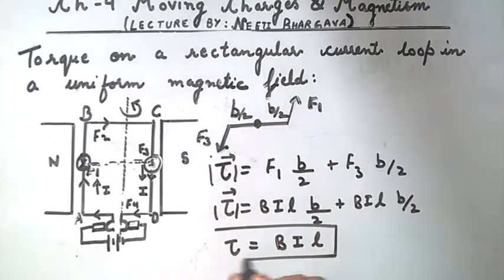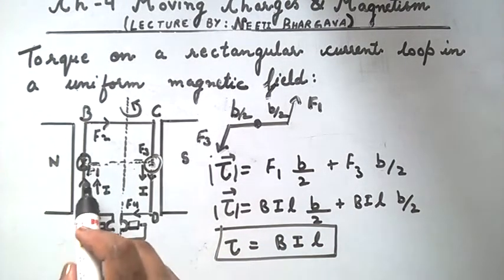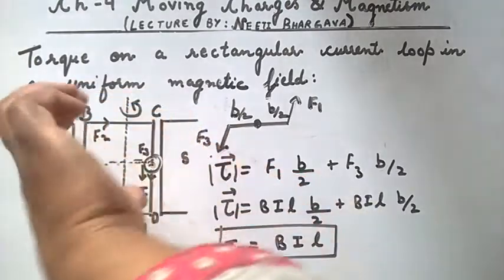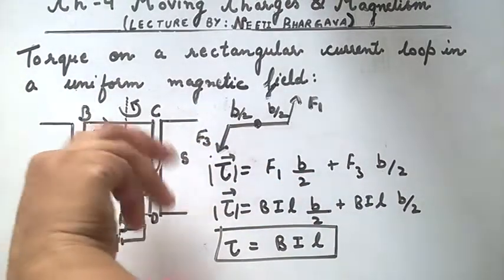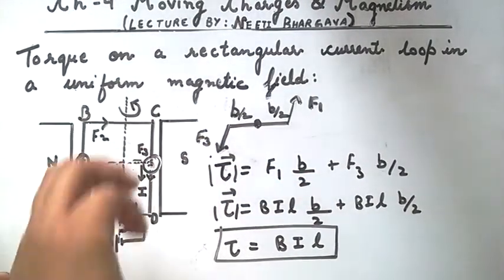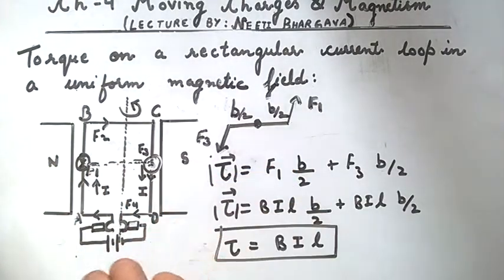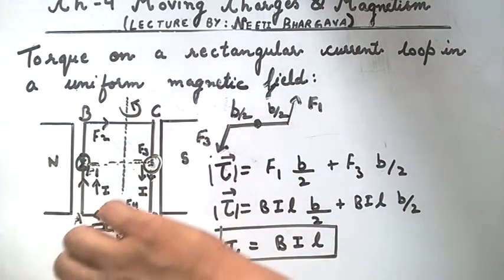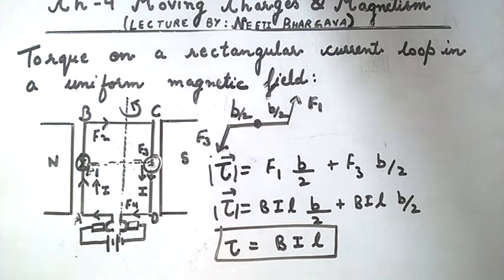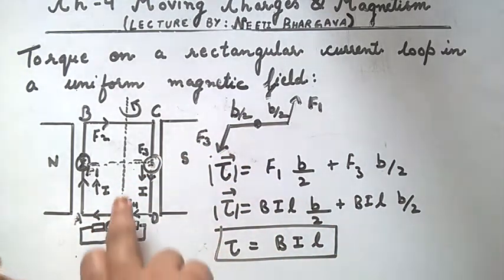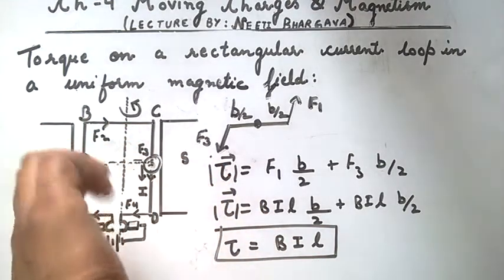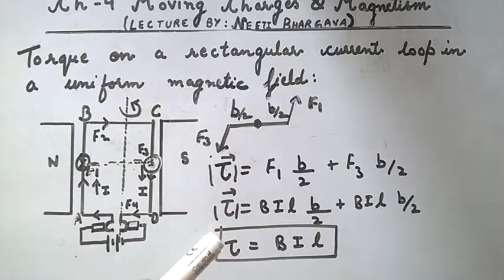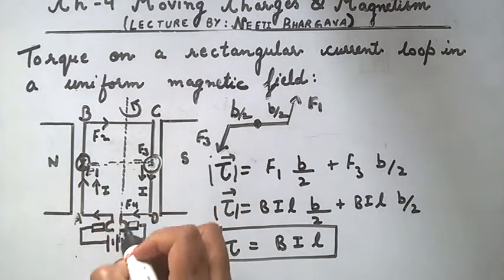The direction of this torque is given by the right hand screw rule. The fingers give the direction of current and the thumb advance gives the direction of torque. Here the thumb advances in vertically downward direction, thus the direction of torque is vertically downward.